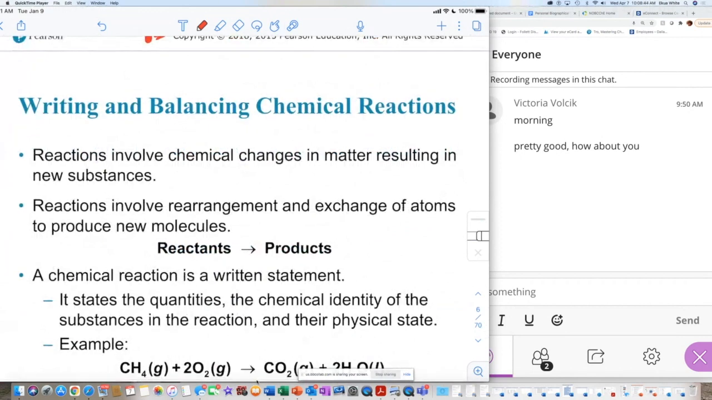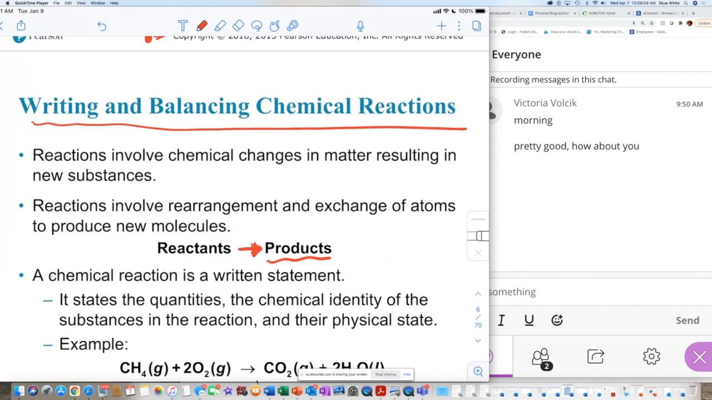Now we're getting to balancing equations. We're looking at this and we're seeing, you want to know how to write and balance a chemical equation. When we examine chemical equations, what we see is, for the most part, in general, your reactants are on the left and your products are on the right. The reactants and the products are separated by an arrow.